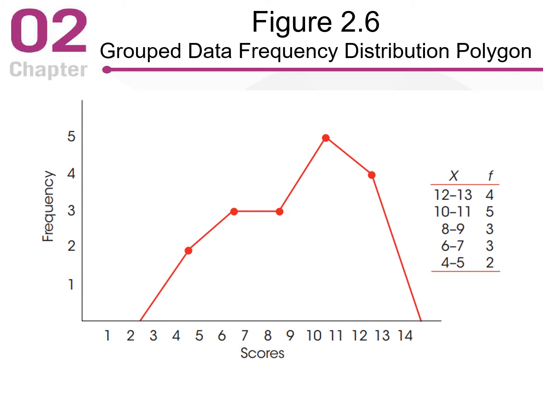The bottom line is that in this graph, most people are scoring on the higher end than the lower end. You see a lot of people scoring around 10 and 11, and you see people scoring around 12 and 13, and fewer people on the lower end. So that's what I would take from this graph.